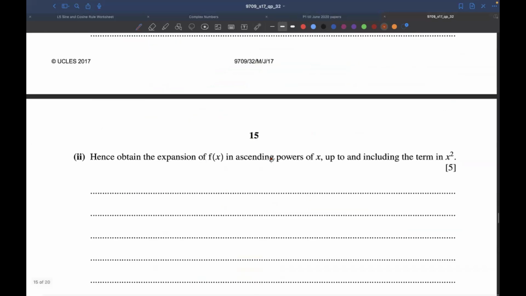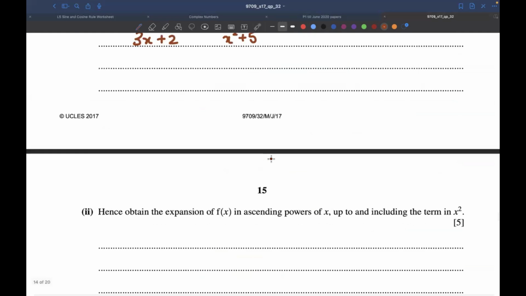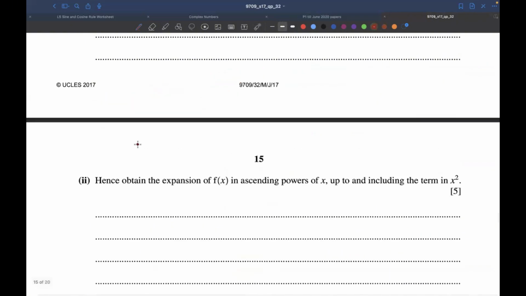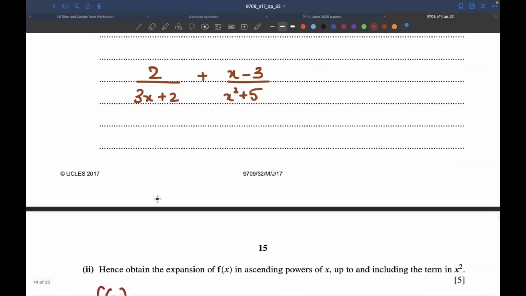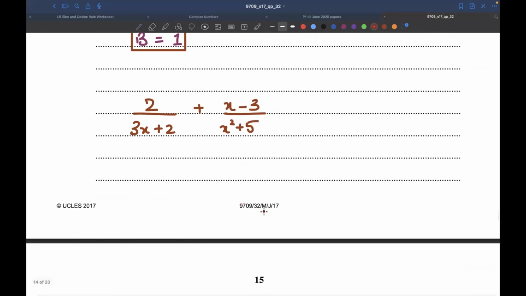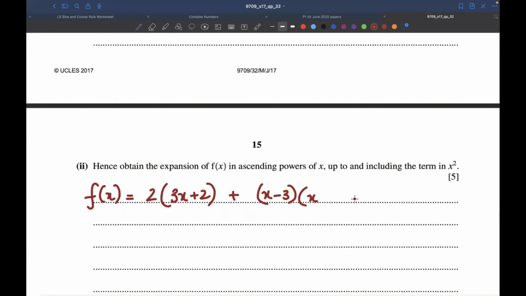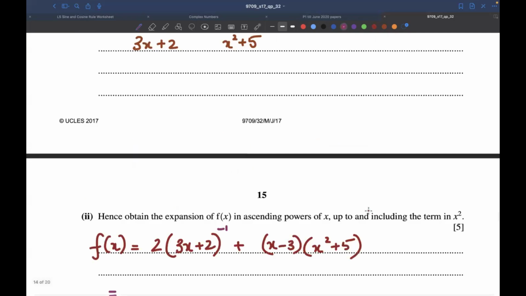Now in the next part it says, hence obtain the expansion of f of x in ascending powers of x up to and including the term in x squared. So to expand it, we'll use our partial fraction form, which is 2 upon 3x plus 2. And as we have to expand it, we'll bring these in the numerator. So we can write it as 2 into (3x plus 2) to the power -1 plus (x minus 3) into (x squared plus 5) to the power -1. Now the way to expand it is that we will make sure that we have a 1 over here.